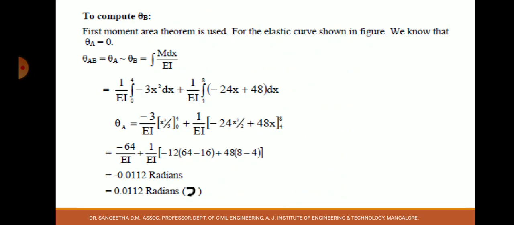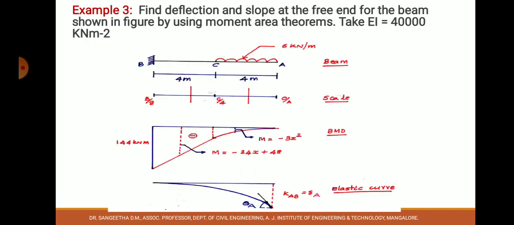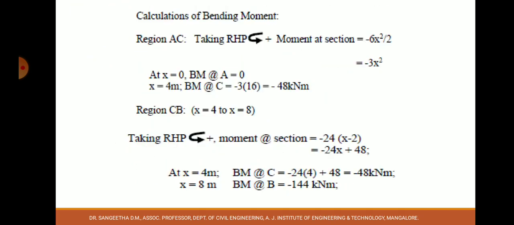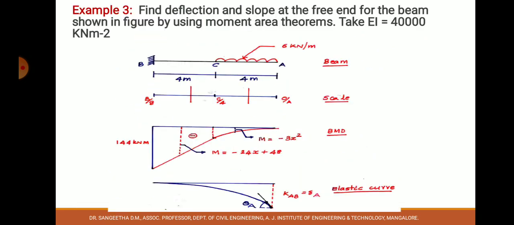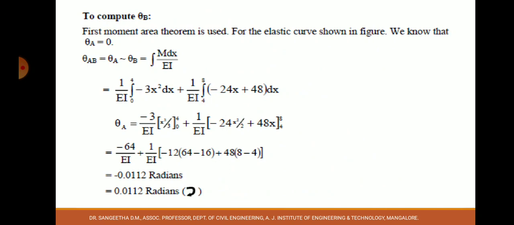Rotation at theta B. Theta B is at this point. Theta A is 0. We know that theta A is 0, at the support fixity it cannot rotate. So theta A difference theta B, so theta B is the integral of M by EI diagram. Integral varies from 0 to 4. What is the equation between A and B?